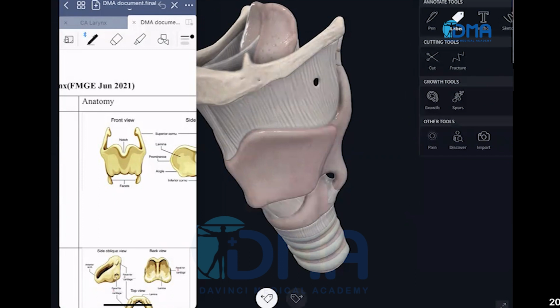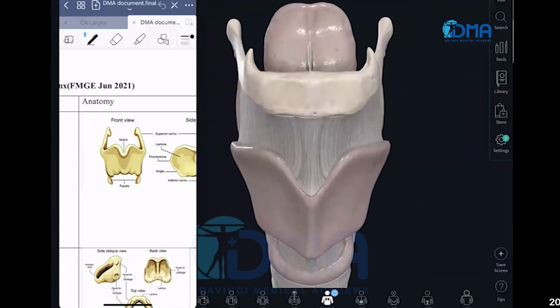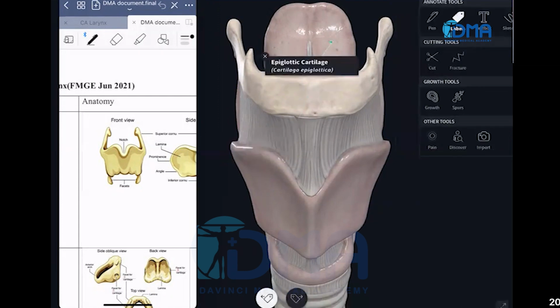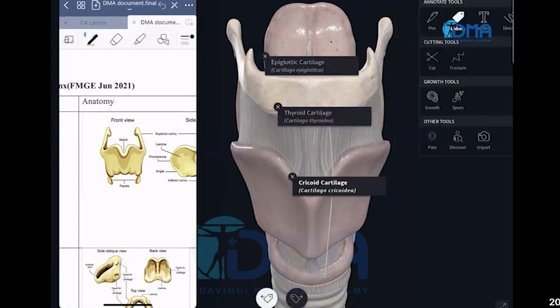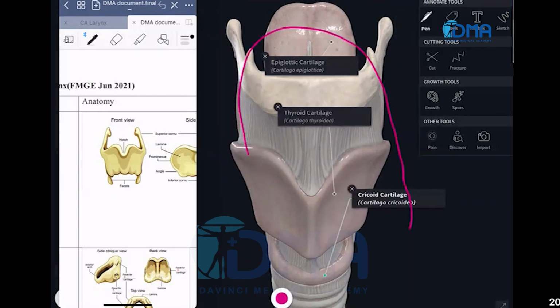So now we can rotate this. This is the epiglottis. This is a thyroid cartilage. This is a cricoid cartilage. So why I'm telling this? Because all these three cartilages are unpaired cartilages.